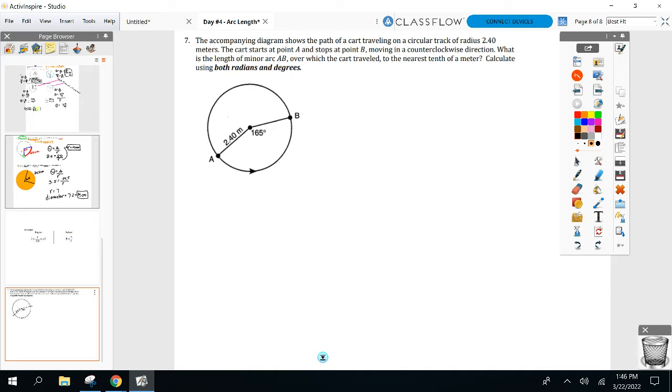All right, yep, we got a cart. That's cute. Traveling at a radius of 2.4. Cart starts at A, stops at point B. What's the length of minor arc AB? So everyone knows what arc we're finding, right? This one right here, the minor one, less than 180.